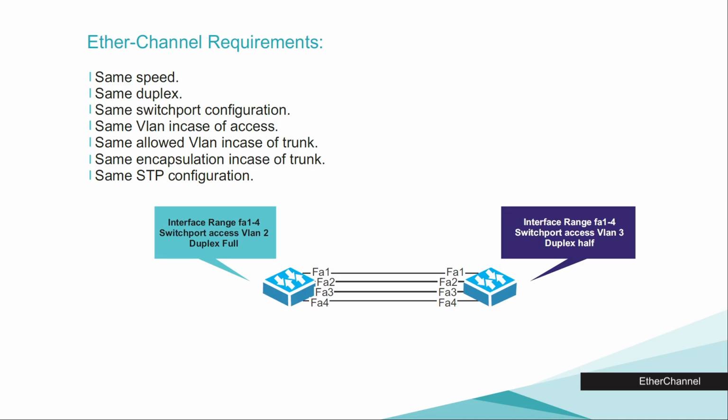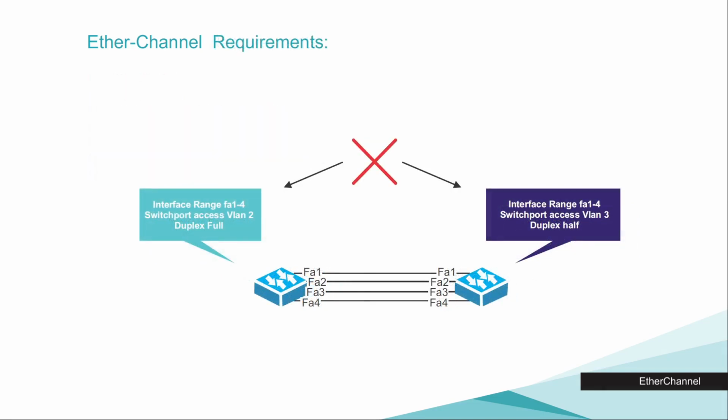If we need to configure an EtherChannel on the 4 links between those 2 switches, and we configure one side with VLAN 2 and full duplex, and on the other side we configure those interfaces with VLAN 3 and half duplex, this will cause our EtherChannel not to work. So this configuration cannot work for EtherChannel, and the EtherChannel will not work in that case. The reason is that we have a VLAN mismatch.